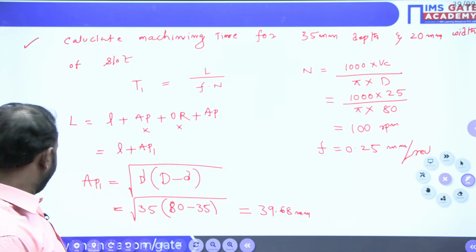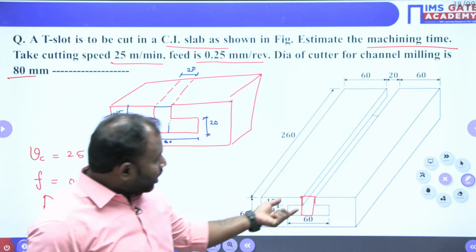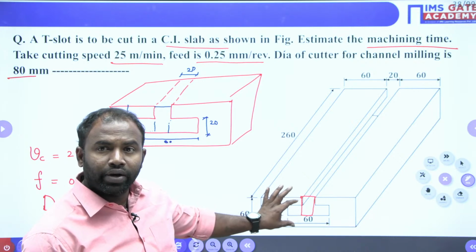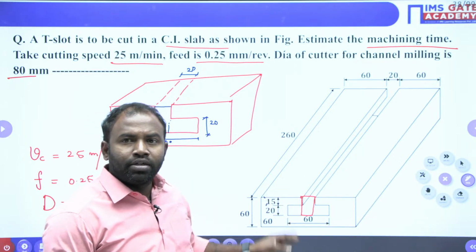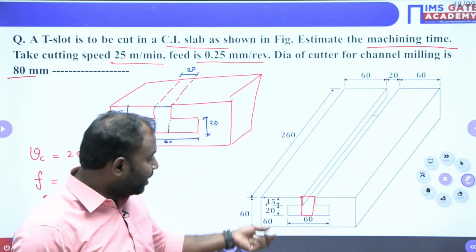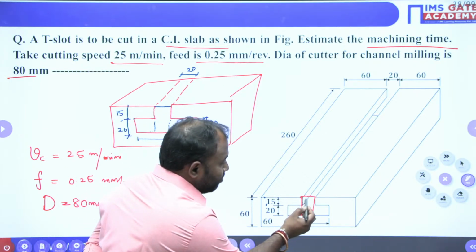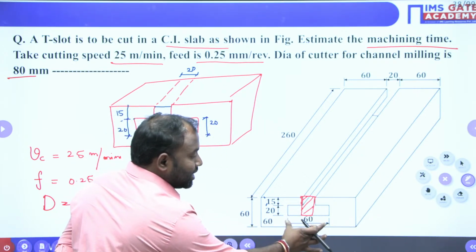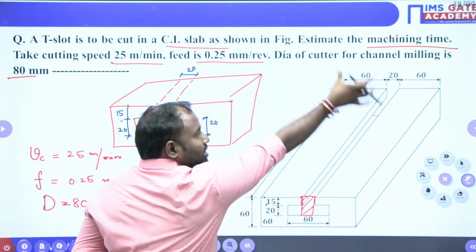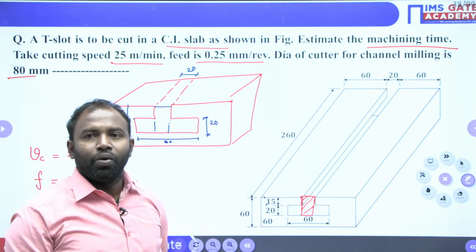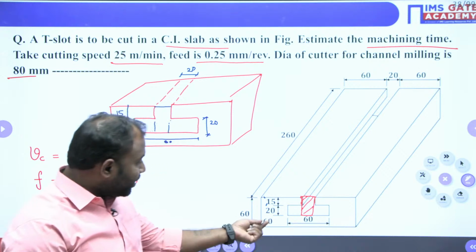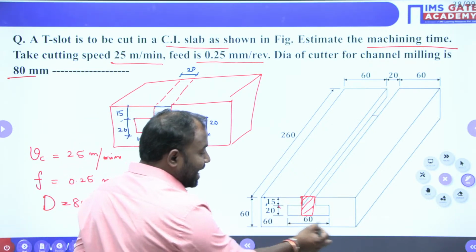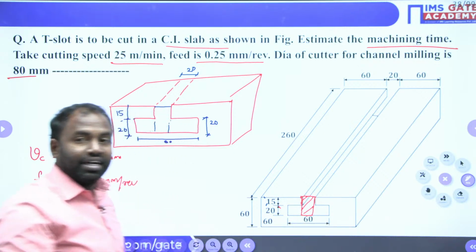Right. Now here what I am trying to explain, up to here we have calculated only the machining time required for this slot. So here we have calculated machining time for producing this slot only. Now we have to produce this 60 mm slot along the 260 mm length with a face mill cutter. What is the depth of cut here? Depth of cut here is 20 and the diameter of the cutter is 60, T slot cutter.